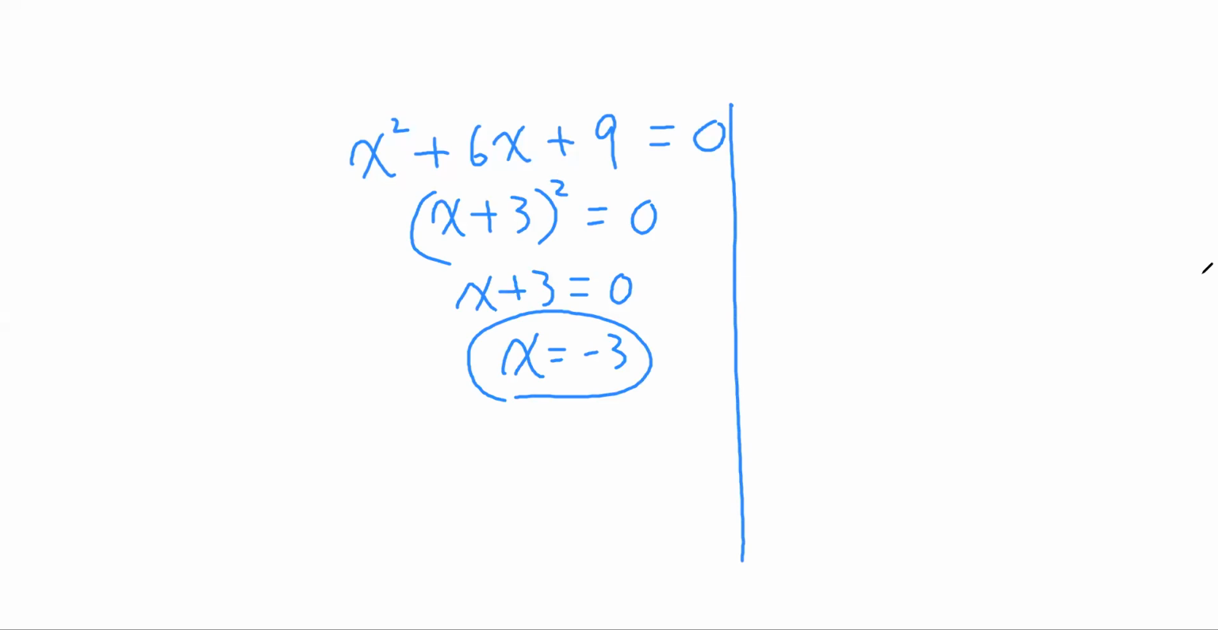Okay, let me give you another one: x squared plus 6x plus 8 equals 0. Can you guys do this one? What's the difference here? The 9 became 8. So it can still be factored, right? You can factor this one: x plus 4 and x plus 2.